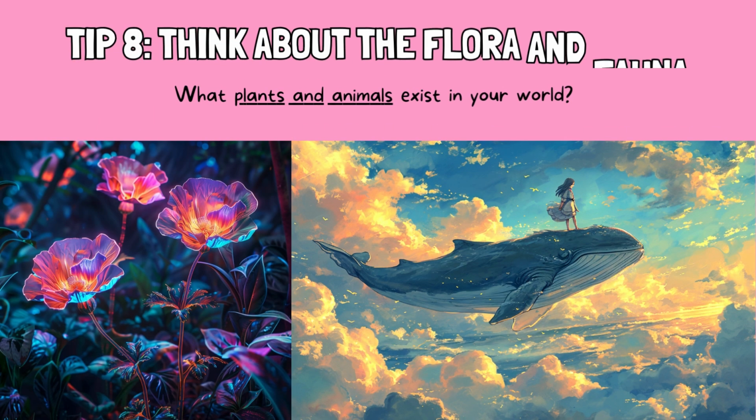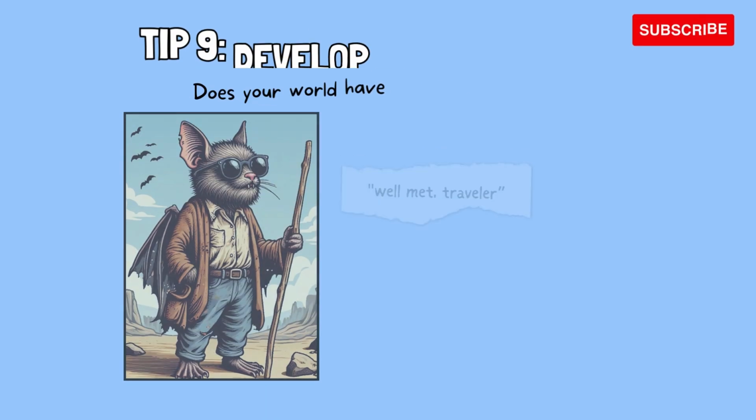Tip 8. Think about the flora and fauna. What plants and animals exist in your world? Are there any unique creatures that are specific to your world, like giant lumbering sky whales or sentient plant life with bioluminescent flowers? This can create a truly unique ecosystem and provide opportunities for interesting interactions between your characters and the world around them.